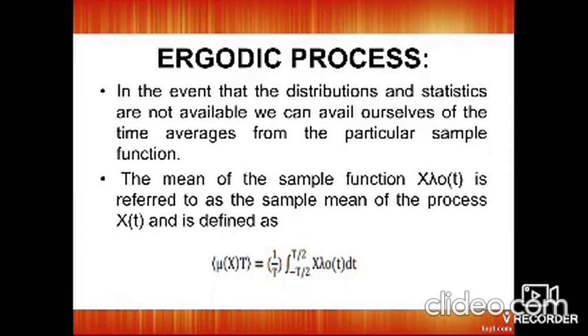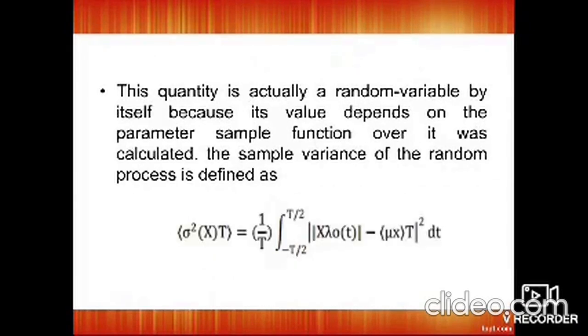So mu of x of t is equal to 1 by T, limit integral varies from minus T by 2 to plus T by 2 of x lambda of t, that is the mean of the sample function. So the quantity is actually a random variable by itself because its value depends on the sample function over which it was calculated. The sample variance of the random process is defined by calculating the standard deviation sigma.